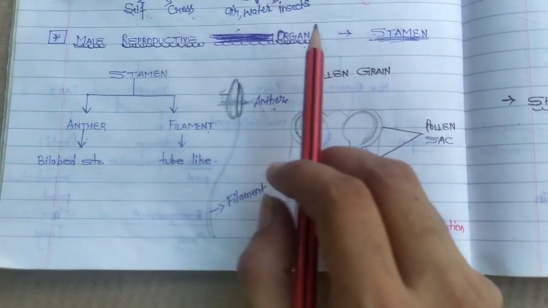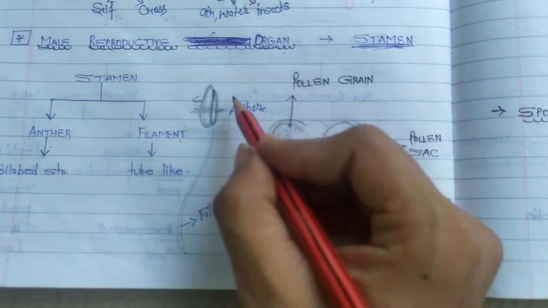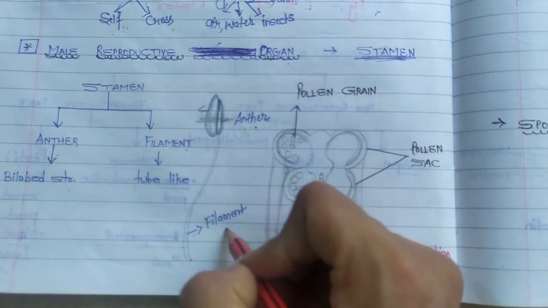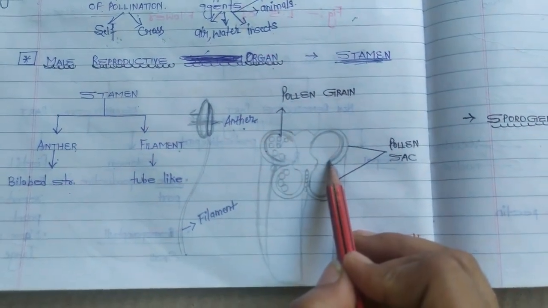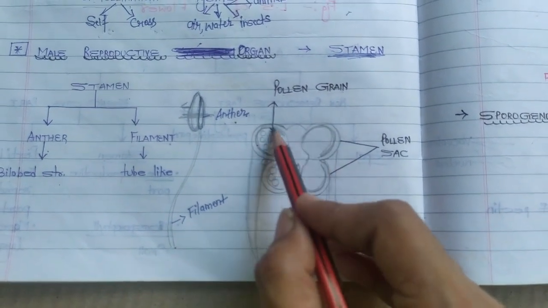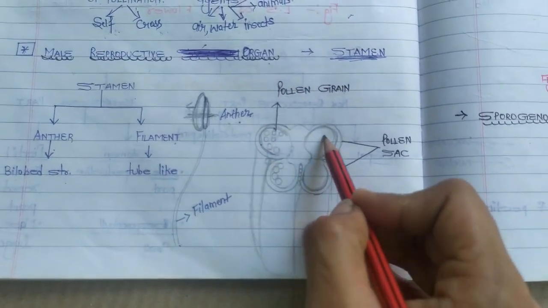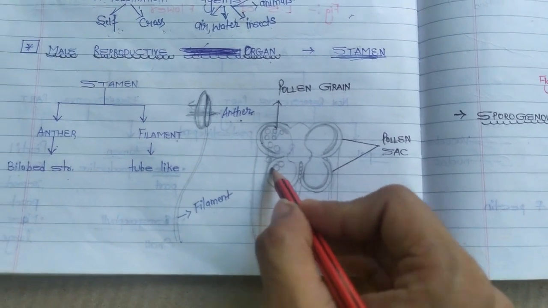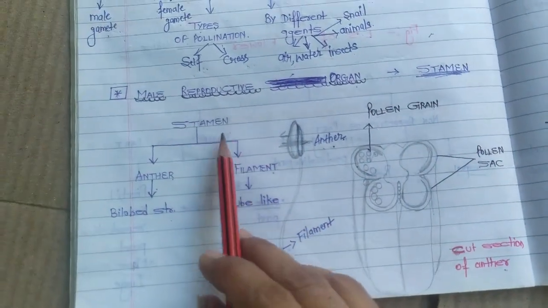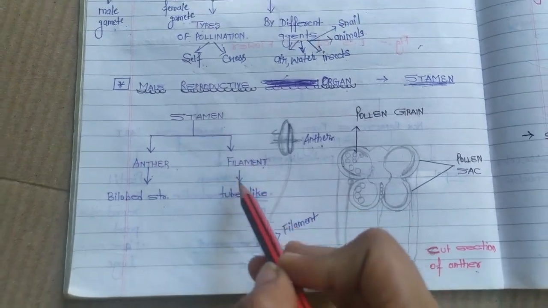Male reproductive part in a flower is known as stamen. Stamen contains anther at the top and filament for support. When we cut an anther, it looks like a tetrahedral structure. 1, 2, 3, 4. 4 regions are present there, and the pollen grains are formed inside it. Stamen consists of anther and filament. Anther is a bilobed structure and filament is a tube-like structure.